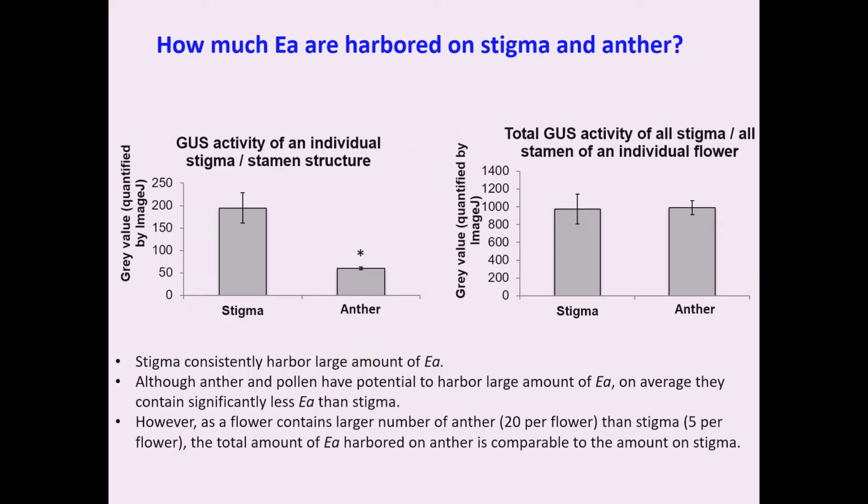We see that on each stigma, there are probably about 4 times more bacteria than on an anther on average. However, because a flower has only 5 stigmas but usually up to 20 anthers, the total amount of the blue color, or the pathogen presence, if you add them all up, would be approximately the same on stigma and on anther.